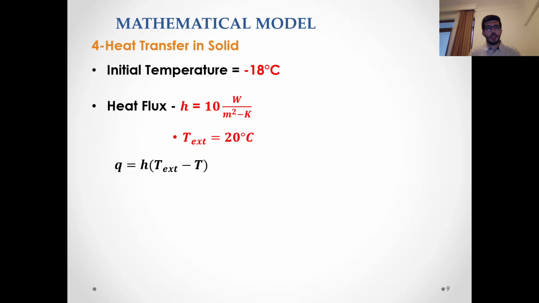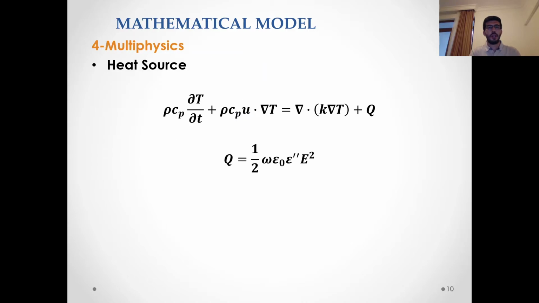You can see the initial and boundary conditions in heat transfer. Electromagnetic waves and heat transfer are combined under multiphysics by the heat source. These are the energy equations.